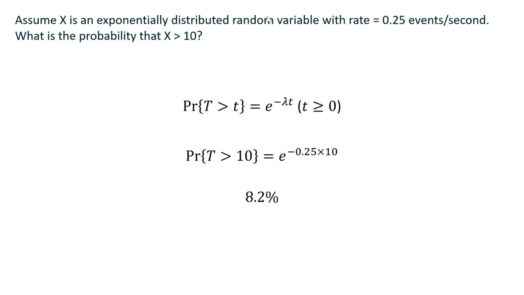Now it's useful, I think, to do a sanity check when you get an answer like this, because 0.25 events per second basically means that 4 seconds per event is your average. You want to know the probability of having to wait more than 10 seconds between events. The average is 4 seconds per event, so the probability of waiting more than 10 seconds should be pretty darn low. 8.2% is actually a little bit higher than I would expect, but I think that's a reasonable number.